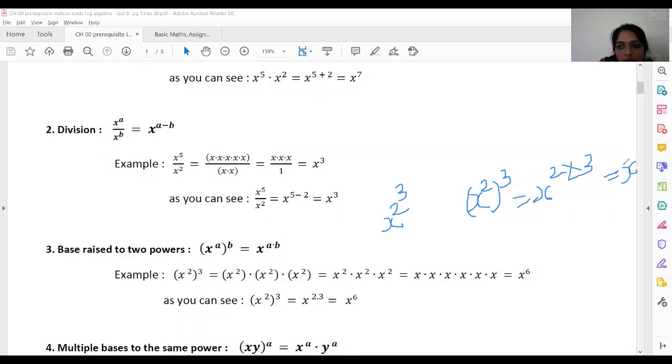But if we have x raised to 2 raised to 3, it means x raised to 8. So dear students, x raised to 2 raised to 3, if there is a bracket, then that is x raised to 6. But if x raised to 2 raised to 3 has no bracket, then that is x raised to 8. So both are different. Okay? Any doubt?